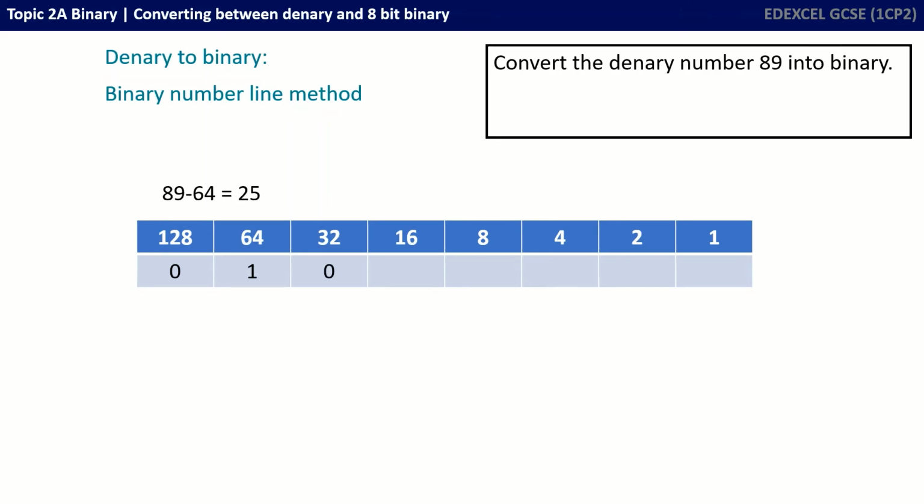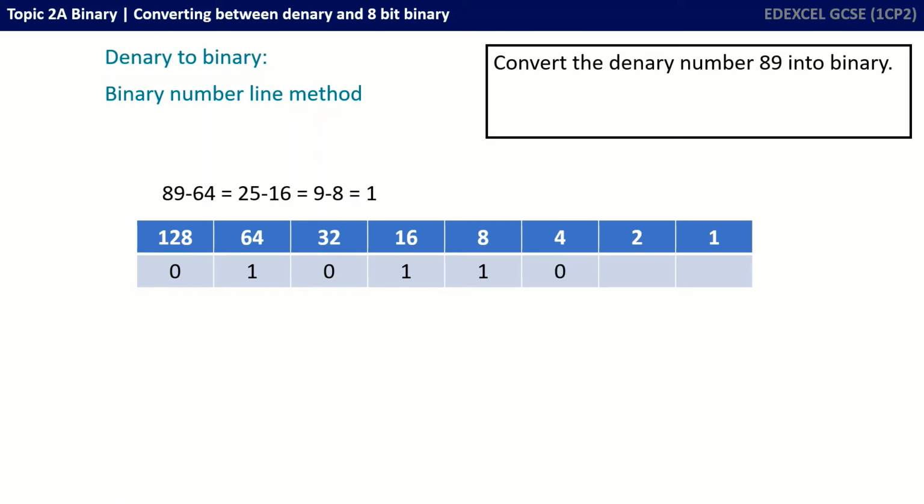So how many 32s fit into 25? Well, that's 0 with 25 left over. How many 16s fit into 25? Well, that's 1, and now we have 9 left over. How many 8s fit into 9? Well, again, it's 1 with 1 left over.